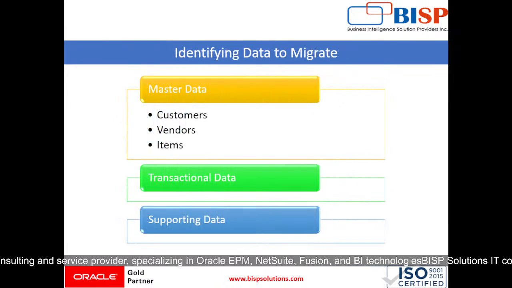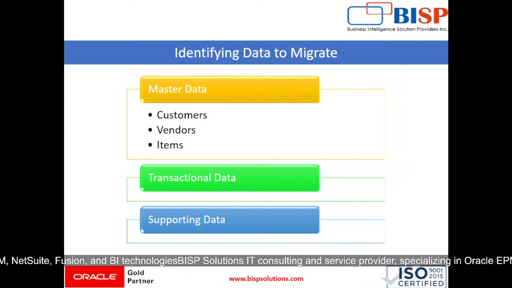So first of all, we will be identifying data to migrate, where there is master data. We will be migrating customers, so only active customer records, billing and shipment addresses, contact details and payment terms. Then comes our vendors, where all the supplier details including contacts, bank accounts and payment preferences will be given. Then in items, inventory items, service items and non-inventory items with item description, pricing and categories will be identified in NetSuite.